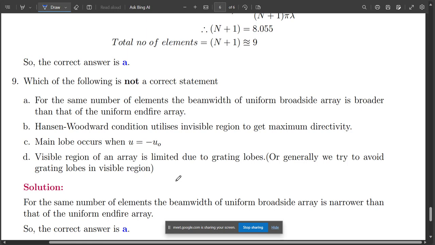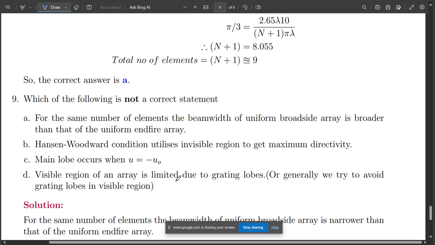Okay, chalo. So which of the following is not a correct statement? So we have to find out an incorrect statement. For the same number of elements, the beamwidth of a uniform broadside array is broader than that of a uniform endfire array. So here it is saying that if there is the same number of elements, the beamwidth of a uniform broadside array is broader than that of a uniform endfire array.